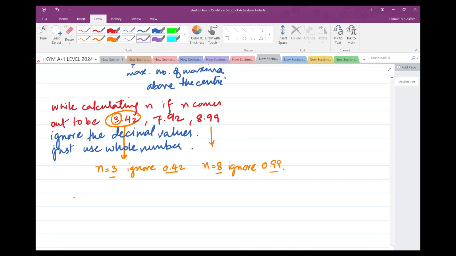In mathematical terminology, we call it truncation. Truncation means ignoring the decimal values, not rounding off. If I had to round it off, 8.99 should have become 9, but I am not rounding off, I am truncating it. That means ignoring any and every decimal value formed after a whole number. Do you understand that? Yeah, I got it. If after calculation you end up getting a value of n that is not a whole number, you will ignore the value of decimal and just use the whole number for it. Is that okay? Yep. All right.